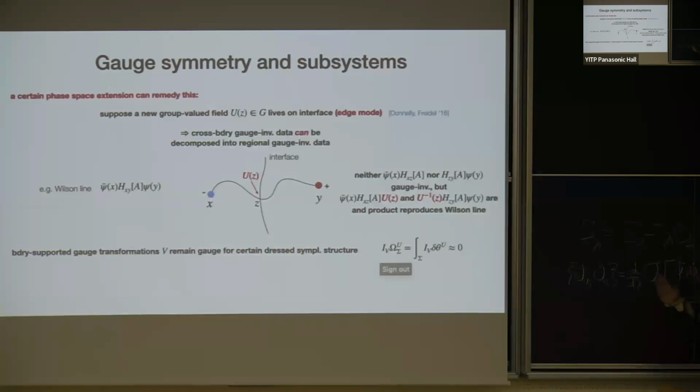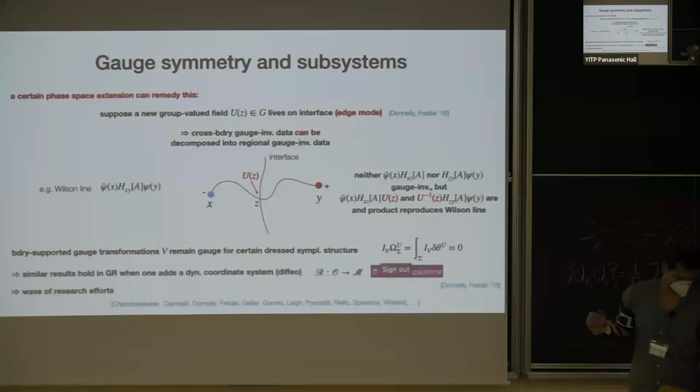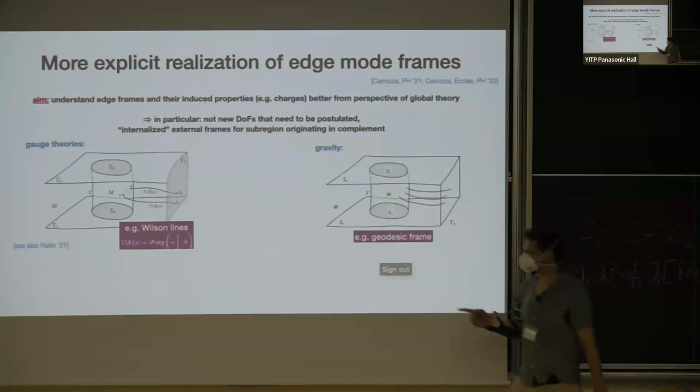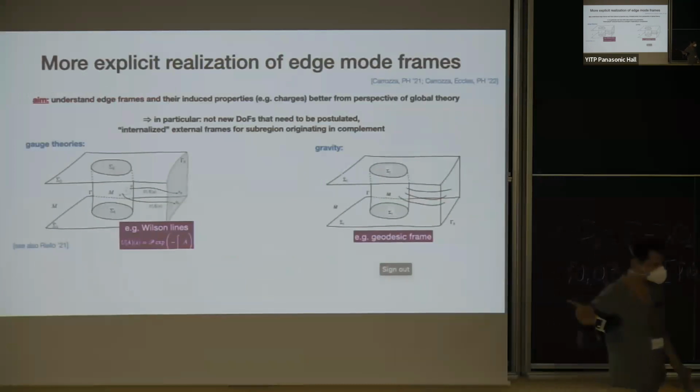And here, a concrete realization of edge modes, for instance in Yang-Mills theory or Chern-Simons or whatever, at least classically, you get by those Wilson lines. I would say it's an explicit realization of these abstract ones that have been postulated before. And in particular, it tells you, when you come from the point of view of the global theory, that there's no unique way of assigning an edge mode. You can have many different ones, so many different frame choices.